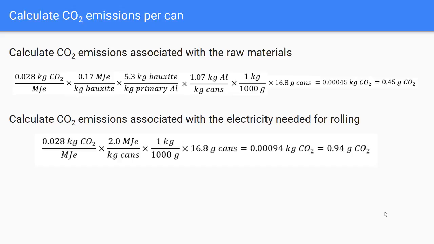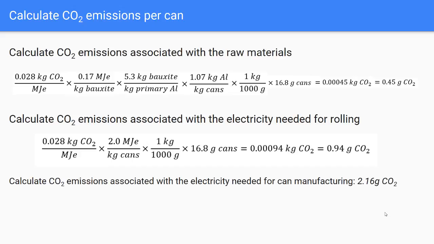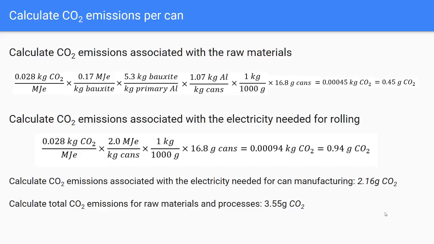Next, we need to calculate the CO2 emissions associated with the electricity needed for rolling the aluminum into the can form. The following equation shows that 0.94 grams of CO2 are required for the rolling process. Next, we need to calculate the CO2 emissions associated with the electricity needed for can manufacturing. This results in 2.16 grams of CO2. Finally, we see the total CO2 emissions for raw materials and the processing is 3.55 grams of CO2 per can. The units cancel as follows.